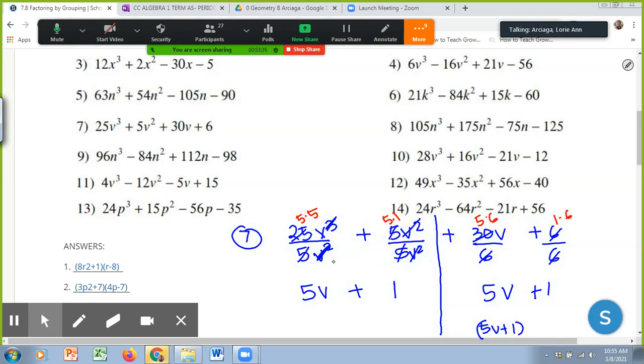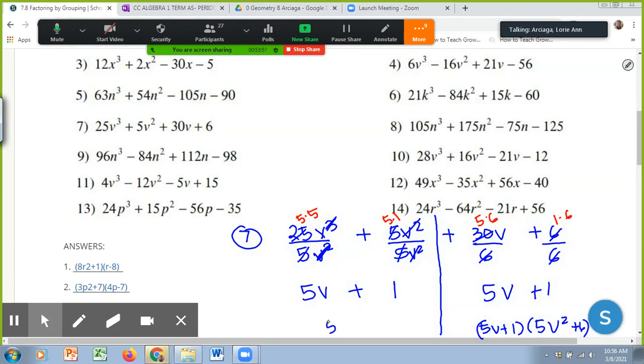Okay, but in standard form, the one with the variable comes first. That's why I always write it first. So 5v squared plus 6. Maybe that was your question, huh? So go in order, not because that's the only way to write it, but because that is in standard form. You're going to do v squared before the constant.